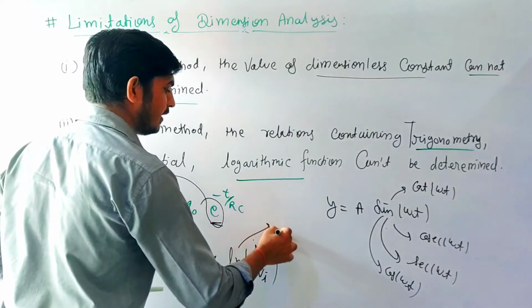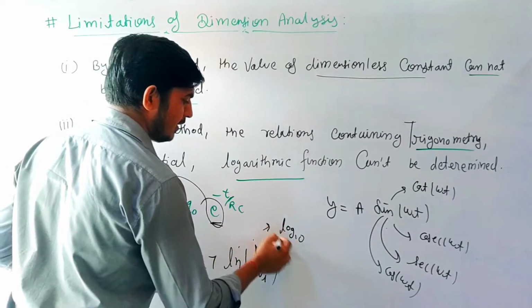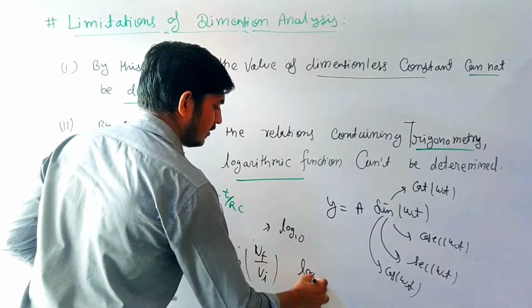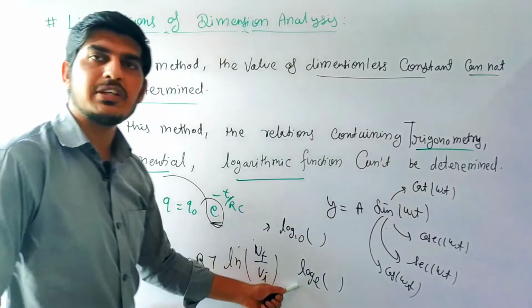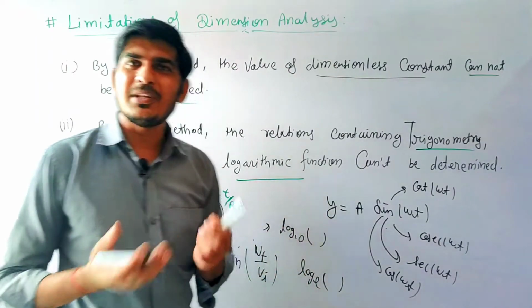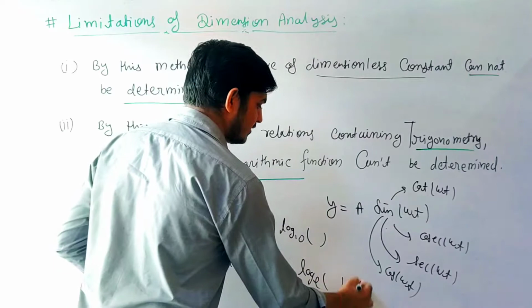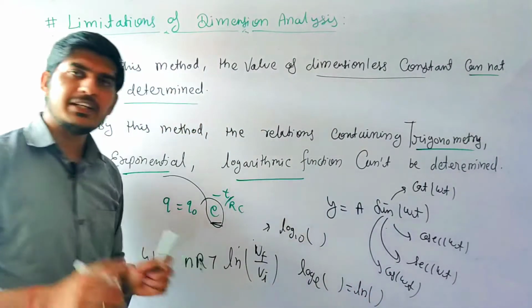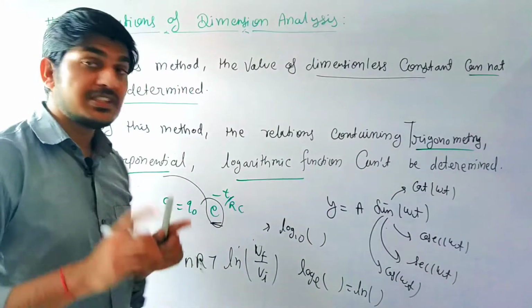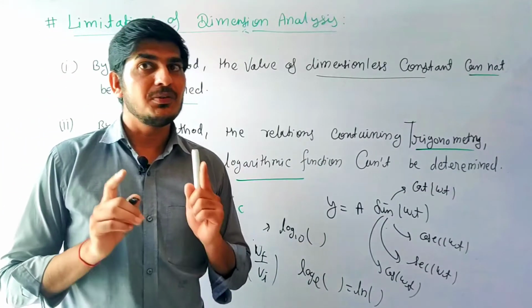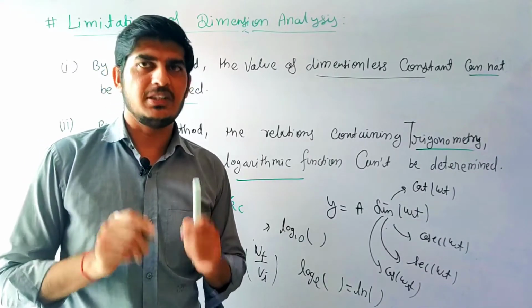Two types of log: it may be 10 base log, it may be natural log, e base. Got the point? E base is also dimensionless and 10 base is also dimensionless. If you are writing ln, it is a natural log, e base. Got the point? In basic classes we already talked about it. If you didn't watch, please go to the basic class of physics and watch that.